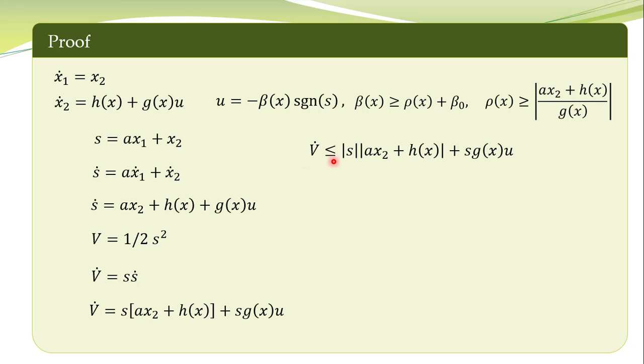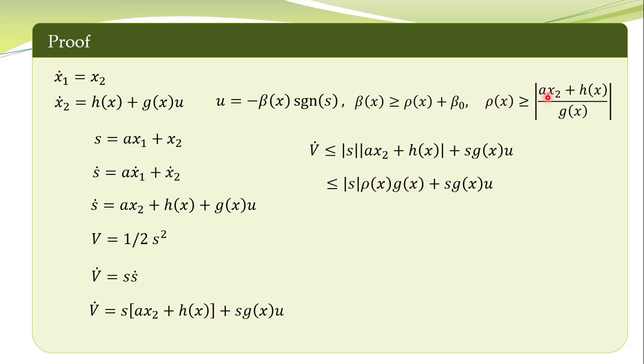We know that every function is less than or equal to the absolute value of that function. So therefore this function is less than or equal to the absolute value of this function. So the absolute value of this function is written over here: absolute value of s multiplied by the absolute value of this expression. So therefore this term is greater than or equal to this function. Therefore this sum is greater than or equal to this V dot. Obvious.